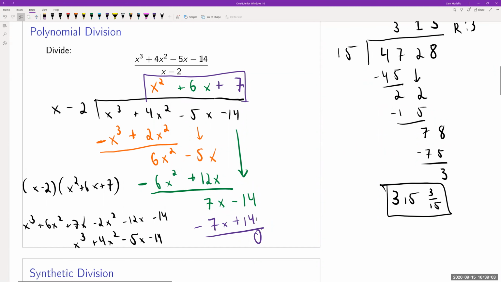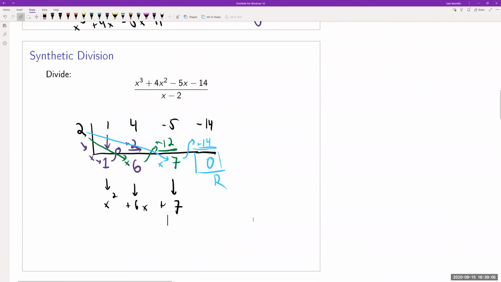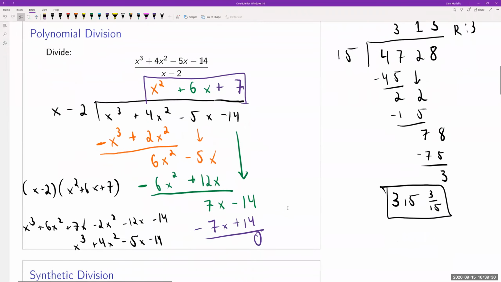This method is only possible if the thing you're dividing by is a linear factor, x minus 2, for example. It would not work if you were trying to divide by something more complicated, say by x squared plus 7. It will only work when you're dividing by a linear factor. If you are trying to divide by something more complicated, be sure to use regular polynomial division. It will still work.